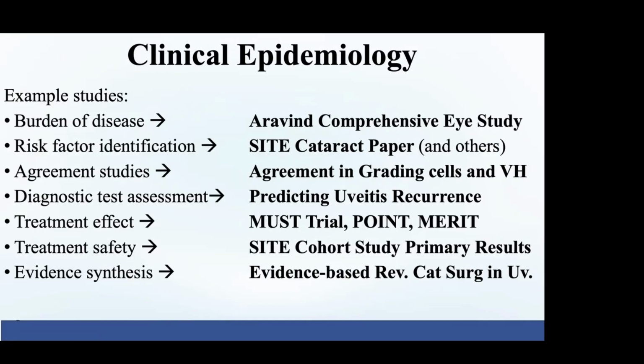The SITE cohort study has many risk factor-oriented papers looking at secondary outcomes and calculating risk factors. I'll just give examples of that. We did an agreement study, which surprisingly was the first one to look at whether we grade cells and vitreous haze in managing uveitis in a fashion that agrees with each other.